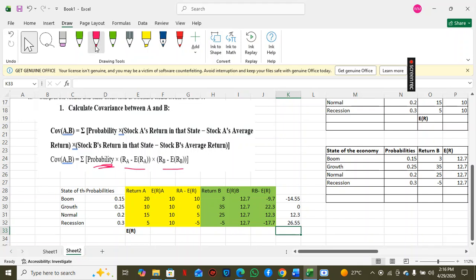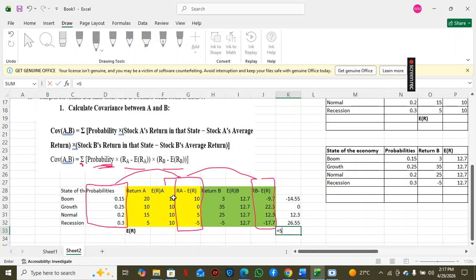So yes, we're just multiplying the probabilities here with the deviations of A, which is the return minus the expected return, multiplied by the deviations of B, return of B minus the expected return of B. So now we add. When you see this sigma symbol here, it means you just add up. So here we're going to add negative 14.5 plus 0 plus 12.3 plus 26.55. You get 24.3.